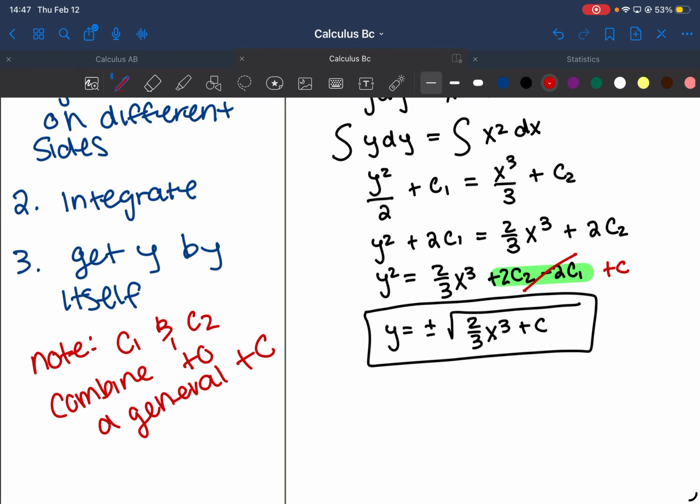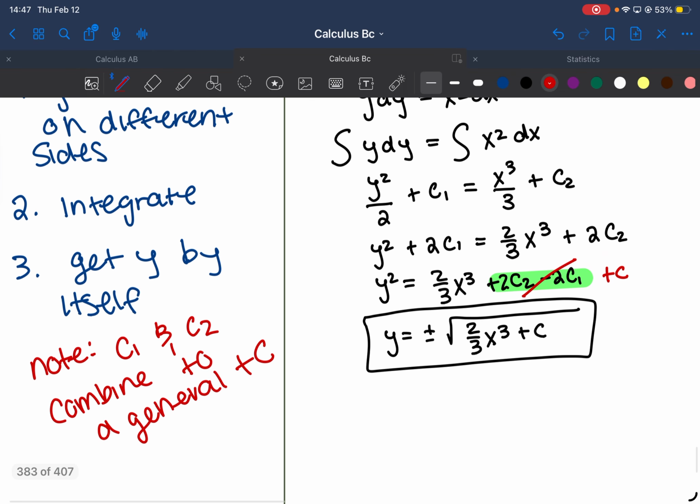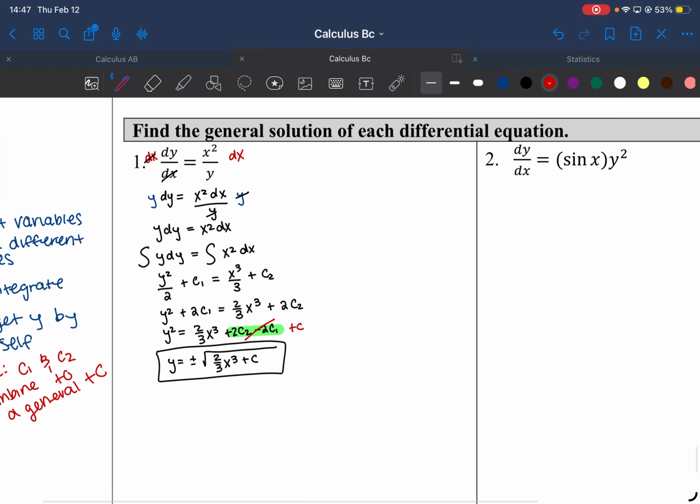The only thing that I could see happening here is if, let's say, you forget how to integrate certain things. However, I feel like all of you know how to do the basic power rule of integration, you know how to integrate natural log, and you know how to integrate e. Those are the most common. Okay, so number 2.